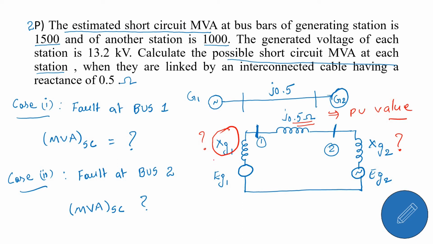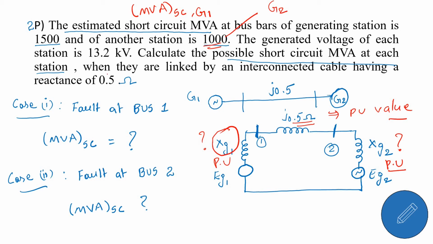So, how to convert? This also should be in per unit value. For that we will see what is the given data. In the given data, they have given estimated short circuit MVA. They have given MVA short circuit rating of generator 1, and this is the MVA short circuit rating of generator 2.